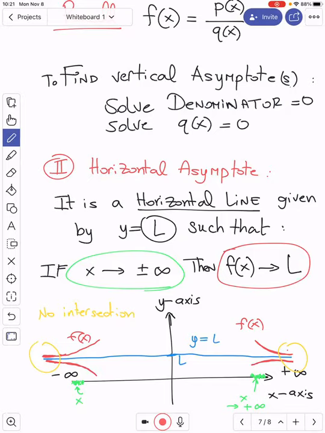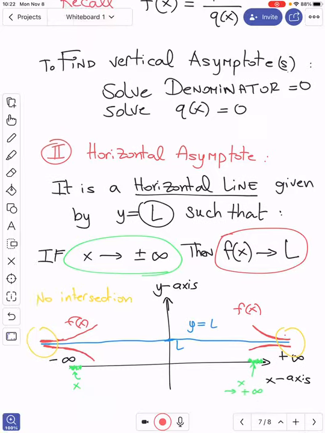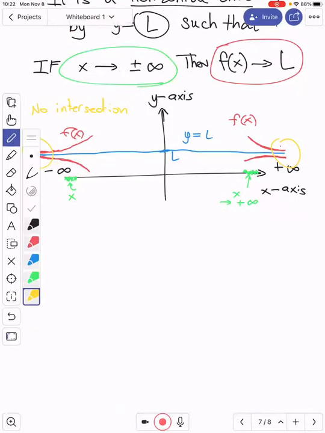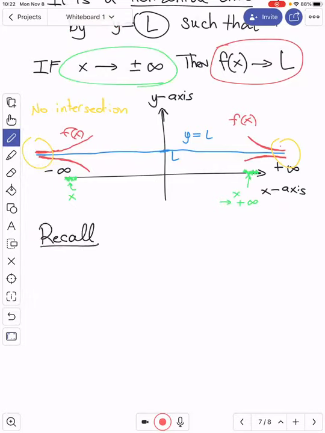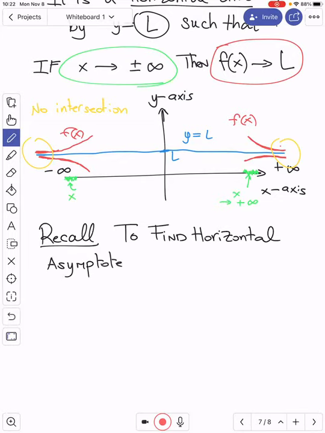Now, how do we find the horizontal asymptote? I'm going to just remind you again of what we said Wednesday last week. To find the horizontal asymptote: you can have no more than one, okay? It's either 1 or 0. You can have no more than one horizontal asymptote.